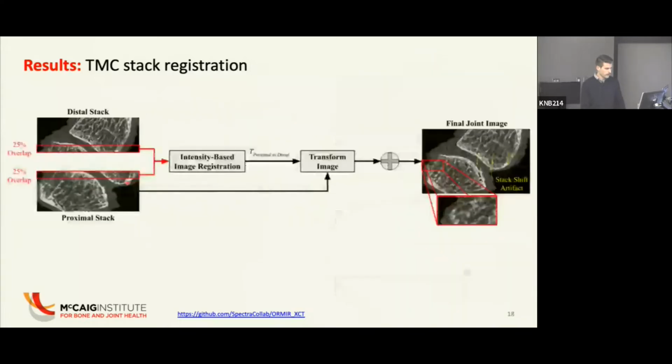image. And the way this works is very similar to what was done in the Spectra workflow, where we take the 25% overlap between images, do an intensity-based image registration, and then use the transformation matrix as output from that to transform the proximal stack into the image space of the distal stack. And in some cases, we still do see a misalignment or stack shift artifact, but it is much more improved compared to the IPL method.